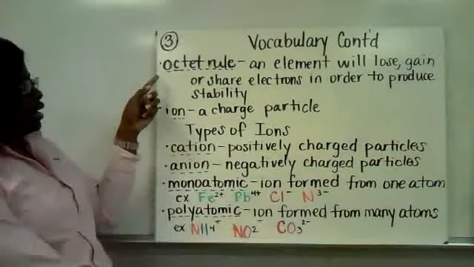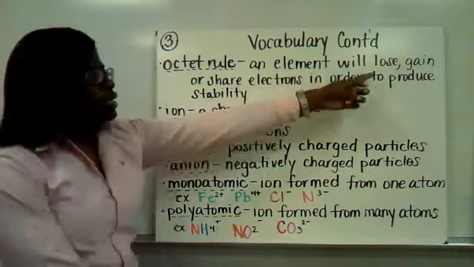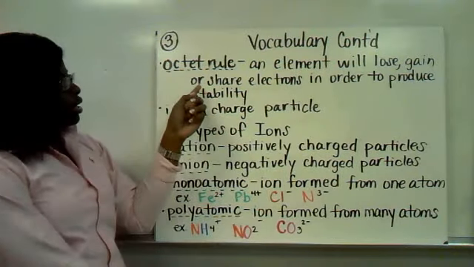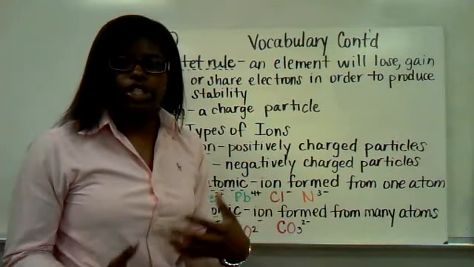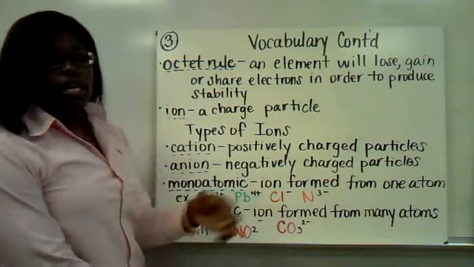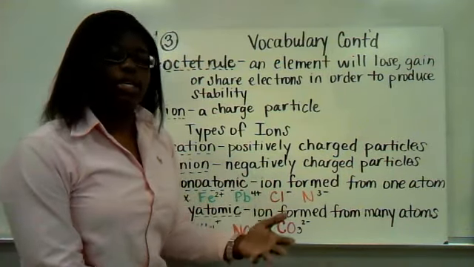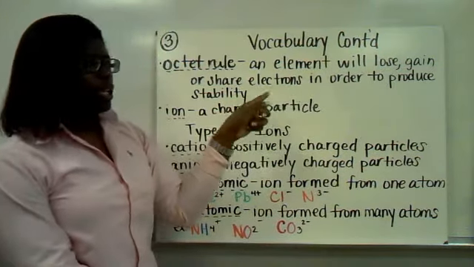Continuing our vocabulary, the octet rule. The octet rule states that an element will lose, gain, or share electrons in order to produce stability. So remember, all elements are seeking to reach stability. The octet rule is a way to demonstrate how these elements are going to get to stability. So either they're going to lose, gain, or share electrons.